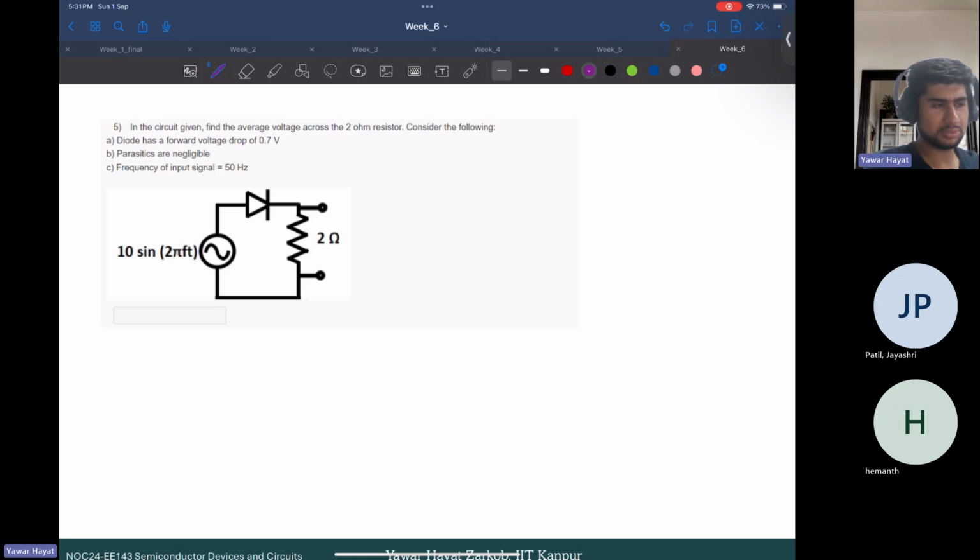I'll give 3 to 4 minutes for you all to attempt. Please do that and let me know what is the average voltage across the 2 ohm resistor. This one, right? You need to compute this V average.